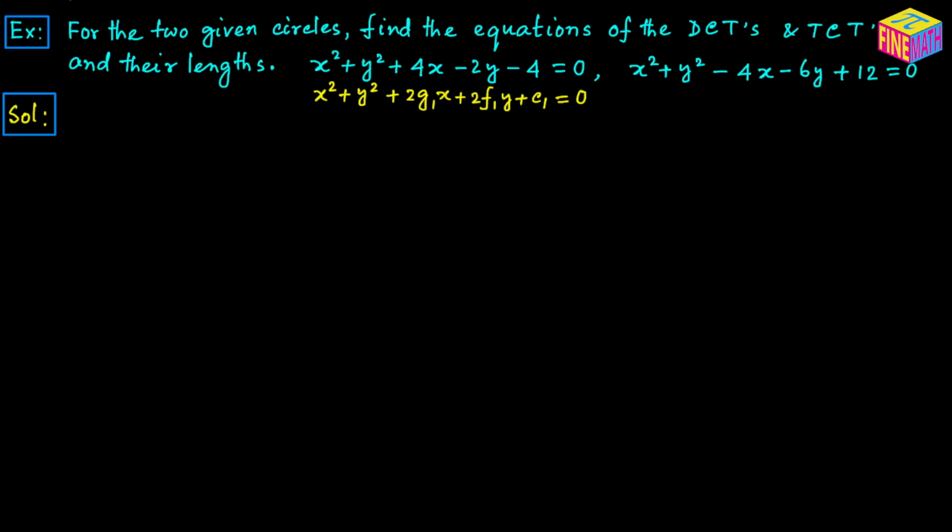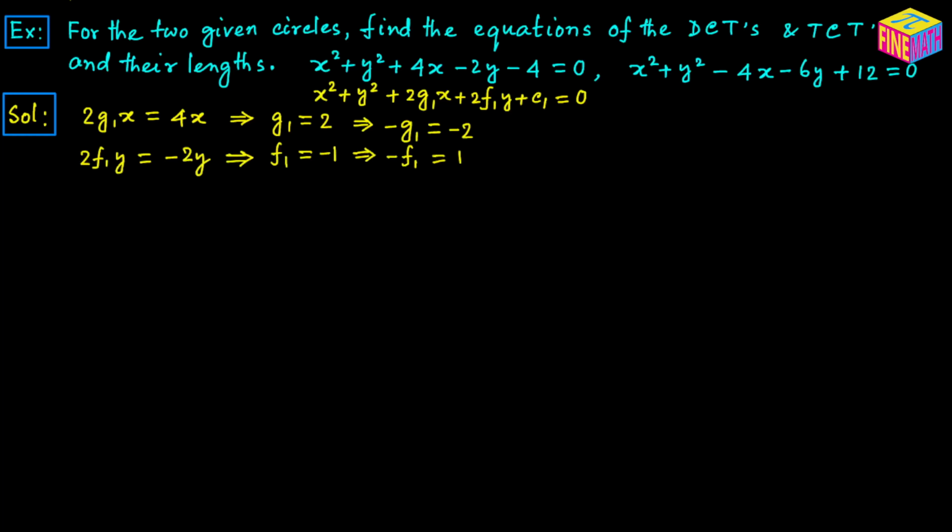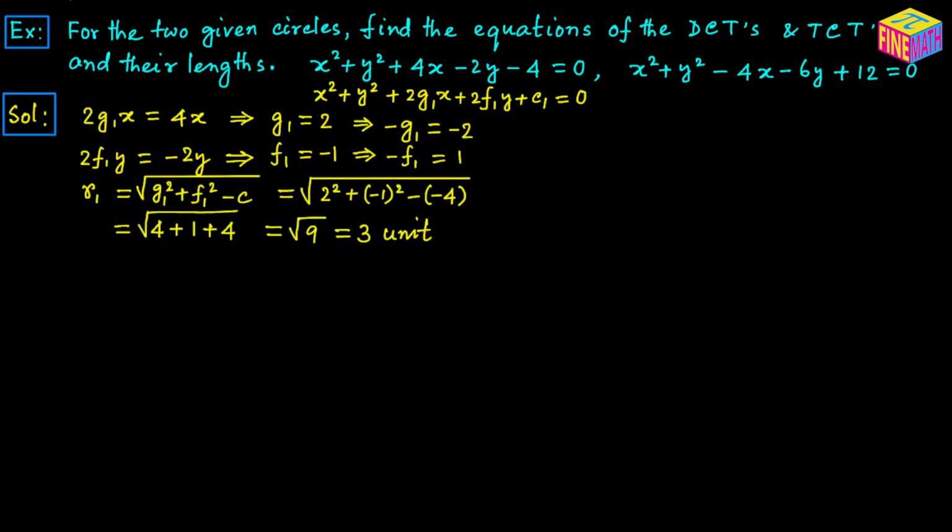If we compare the equation of the first circle with the general form, then we can say that 2 g sub 1 x is equal to 4x, and from here we can say g sub 1 is equal to 2 and negative g sub 1 will be equal to negative 2, and similarly 2 f sub 1 y will be equal to negative 2y, and from there f sub 1 is equal to negative 1 and negative f sub 1 is equal to 1. And if we calculate the radius of the first circle r sub 1, that turns out to be 3 units.